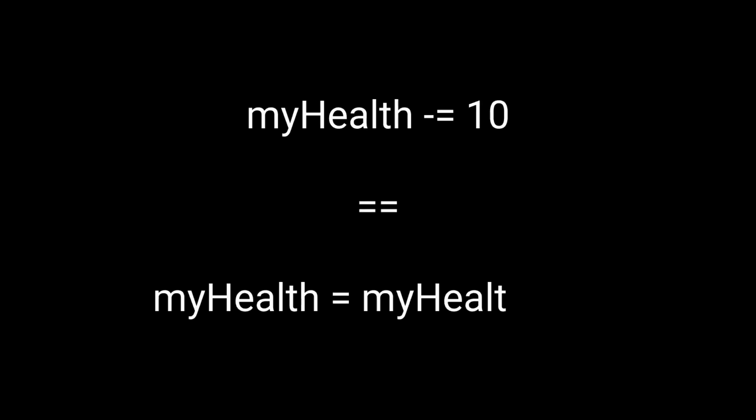Now, always writing out my health equals my health minus 10 is pretty repetitive, so there's a shorthand way to do this that looks like this. My health minus equals 10. The same principle applies for addition, multiplication, division. Maybe we want to heal our player. We can just say my health plus equals 10. And whatever their health is, it's going to add 10 to that.